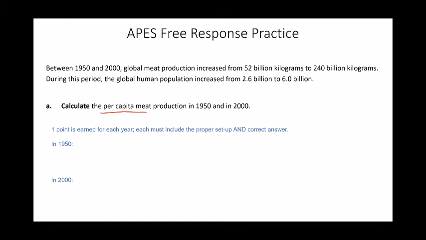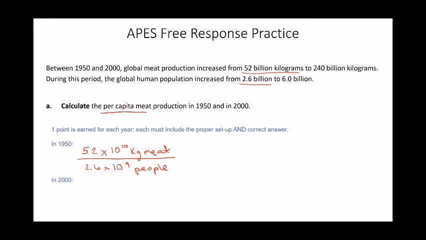So let's start with the values for 1950. We know that in 1950 we had 52 billion kilograms, and there were only 2.6 billion people. Those are extremely large numbers, and we know that in APES we want to use scientific notation to help us manage them. So we're going to start with 5.2 times 10 to the 10 kilograms of meat. And we want to know per person how much meat is available. So we know that there was 2.6 times 10 to the 9, because there's 2.6 billion people in 1950. And all we have to do here is just divide.